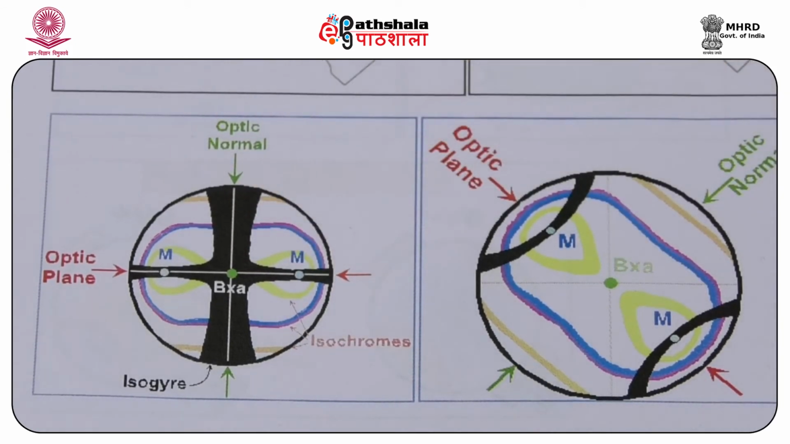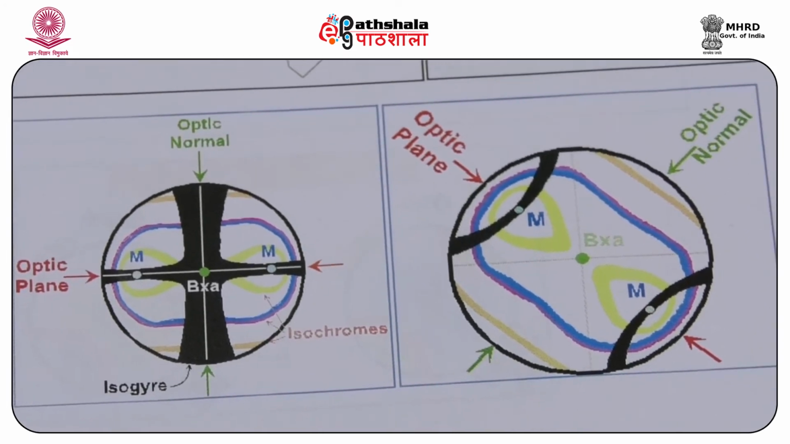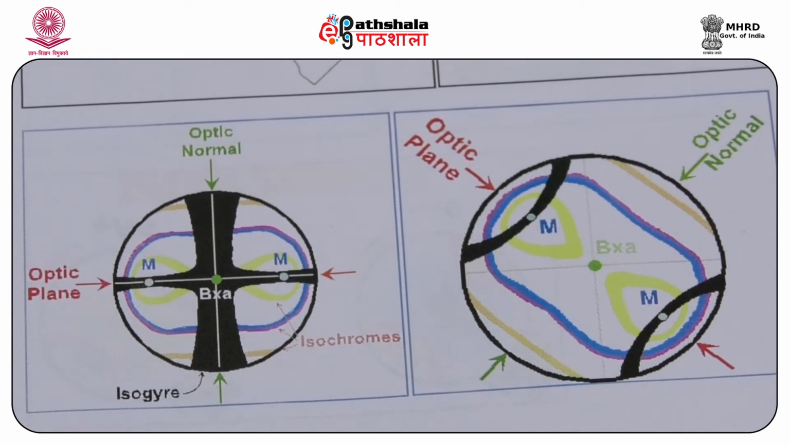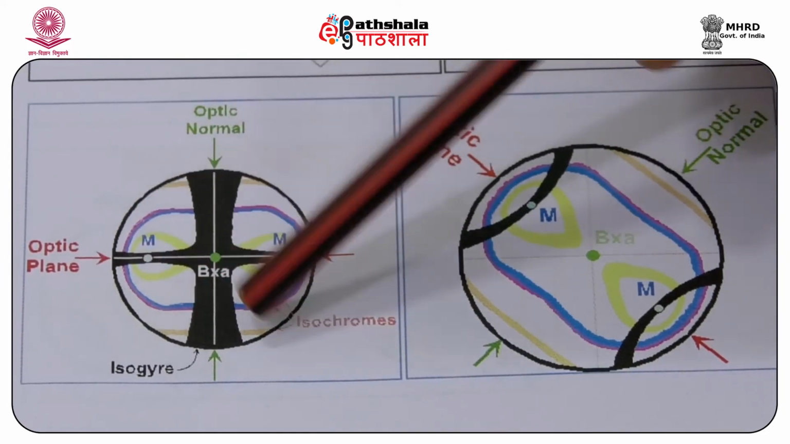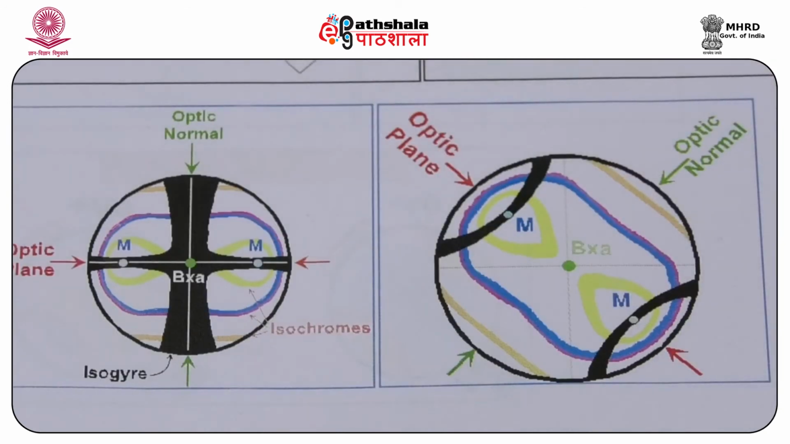The melatopes, as I have already mentioned, if they are in the field of view, an interference figure will have two isogyres which will change as the stage is rotated. Isochromes will also be visible superimposed on the isogyres. These isochromes usually form an oval shape about the melatopes, as can be observed here in the diagram.